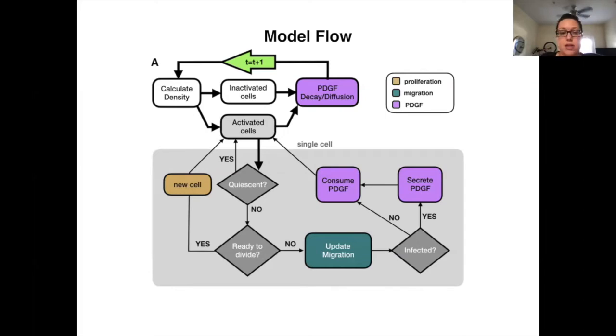At each time point, we calculate the density of cells. We split them into cells that are inactivated and activated. So there's a field of these recruitable cells that exist and lie in wait to be activated. But if there's no Pdgf, they're just sitting there, so we make sure that we're not trying to calculate what they're doing all the time. If they are activated, and if it's quiescent because there's not enough space, then it just moves to the next cell. But if it's not, then we check to see if it's ready to divide, and if so, it divides. Otherwise, we update the migration and we update the Pdgf consumption and secretion. And after we go through all the cells, we do the Pdgf decay and diffusion.